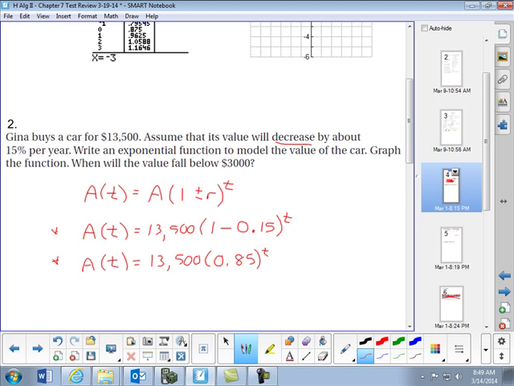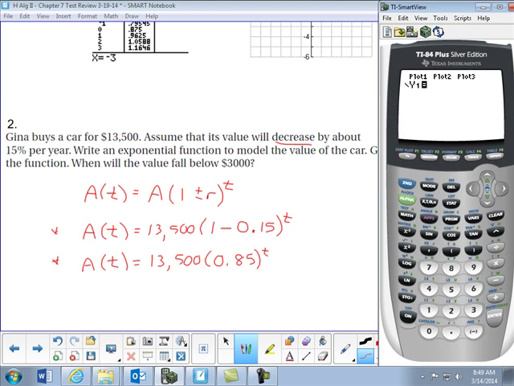Okay, graph the function. So I'm going to go to my graphing calculator, clear everything out here, and I'm going to type in 13,500 times 0.85, close those parentheses, raise it to the x.